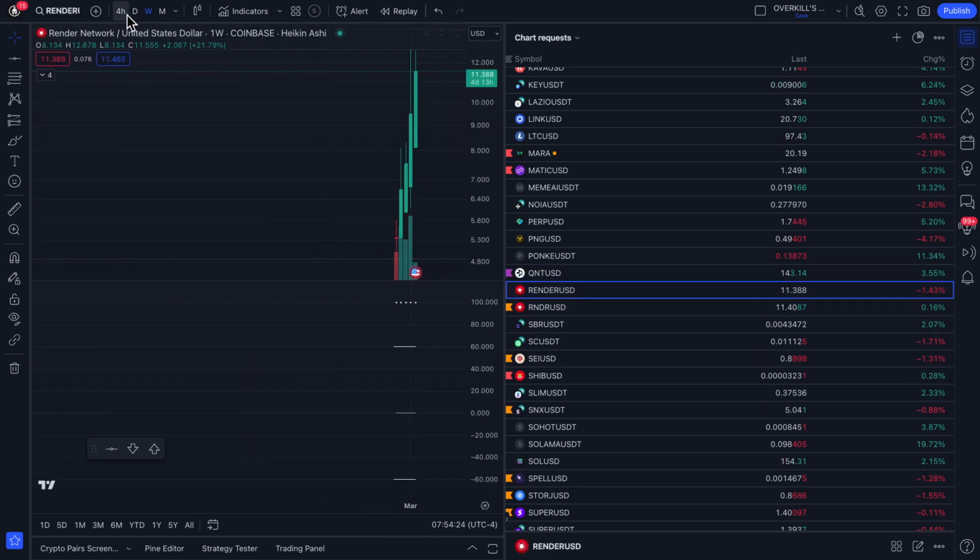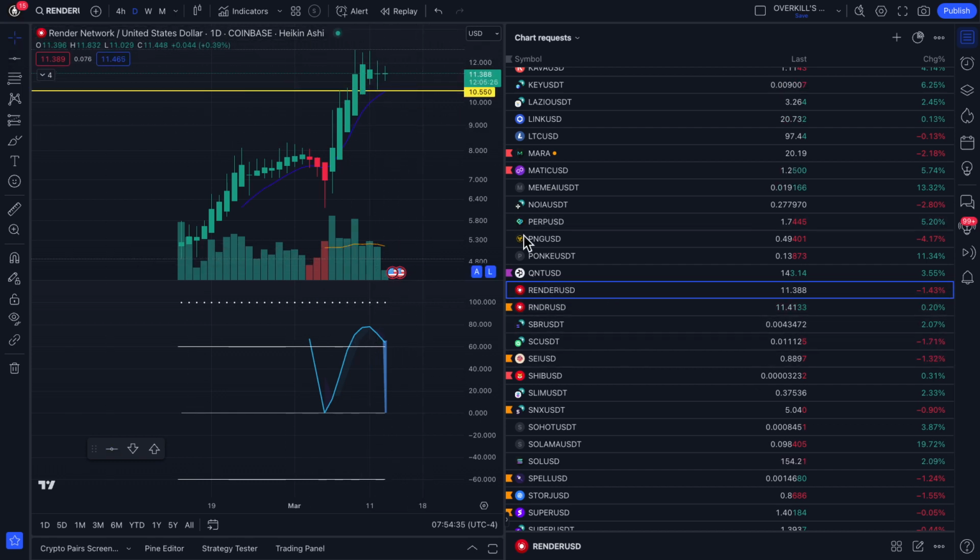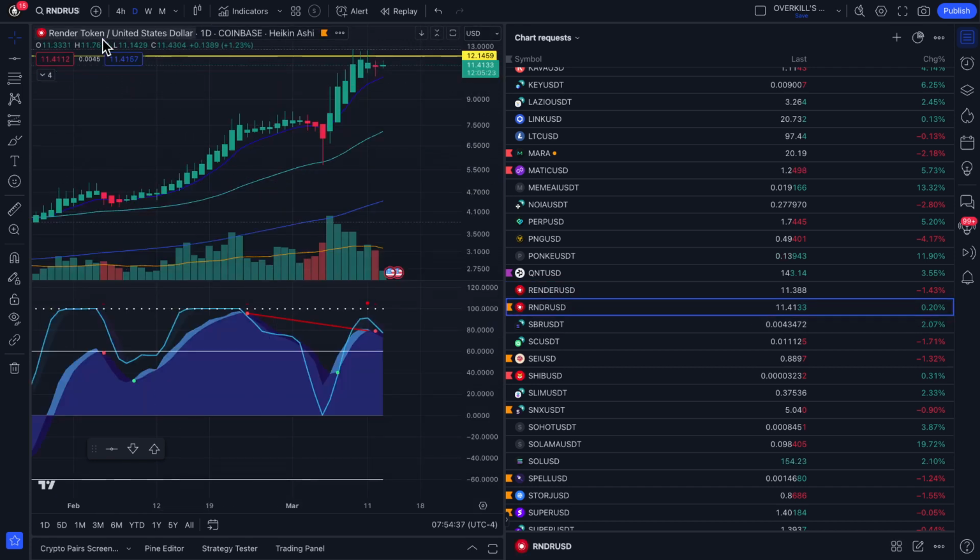Here's Render Network. Pretty new coin. Can't really tell you anything. I'd wait for some red candles and then buy it. Right now I'd either be thinking about taking profits or I'd be setting a stop loss at about 10.55.